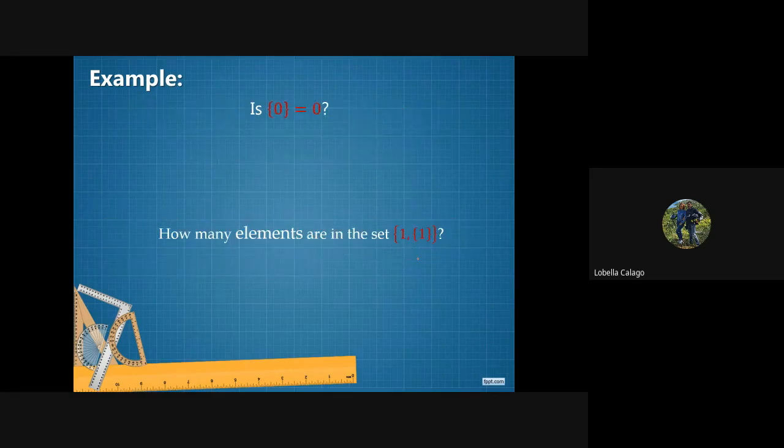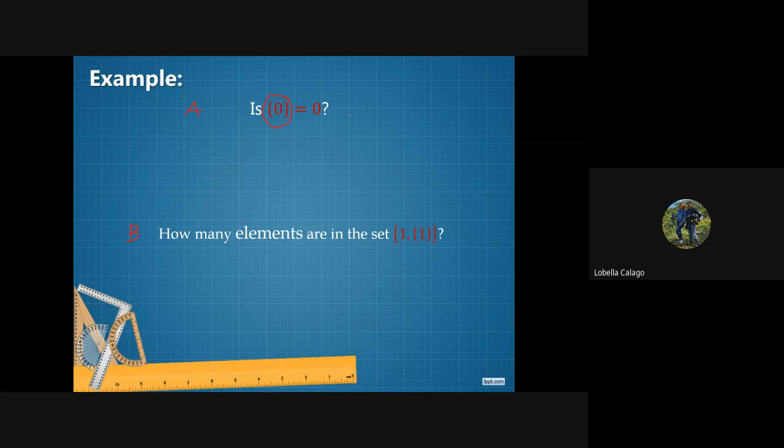So next, is the set {0} equivalent or equal to 0? And how many elements are in the set? Please answer in your chat box, the chat in Google Meet. You can chat. For letter A, this one, and for letter B, this one. I want to know your answer. This will be your seat work.